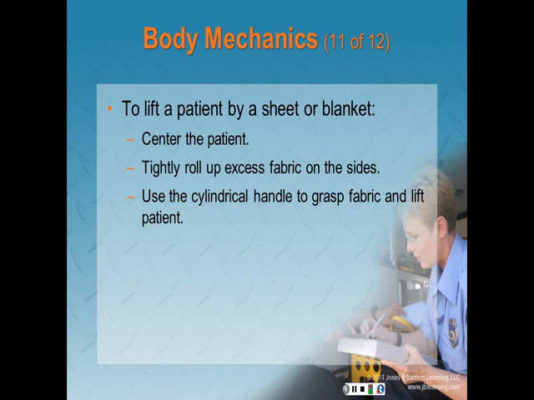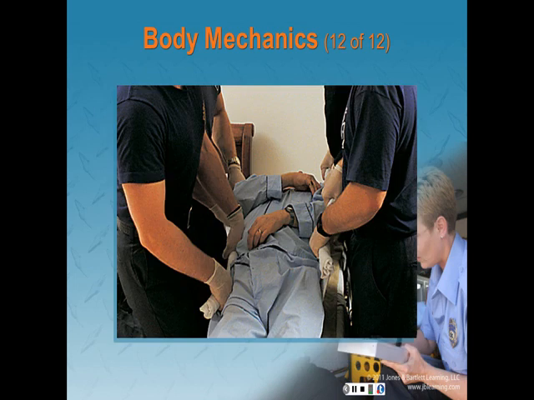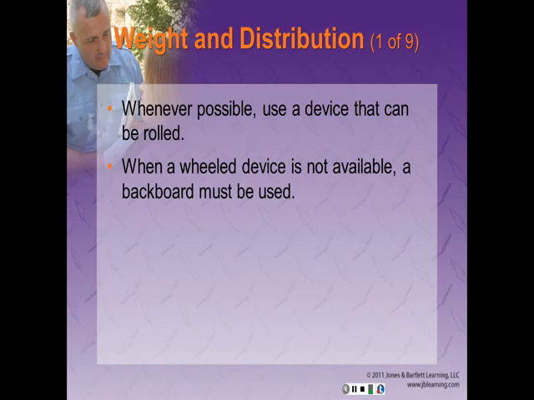If you're going to lift a patient by a sheet or a blanket, and we have new devices that we call mega movers, these are canvas type devices that have handles on them. You want to center the patient on the sheet or blanket or the mover. Tightly roll up the excess fabric on the sides, and then use that cylindrical handle from the roll-up to grasp the fabric and lift the patient. It forms handles. If you're using one of the movers, they generally have handles attached. An example of lifting a patient by a sheet or a blanket.